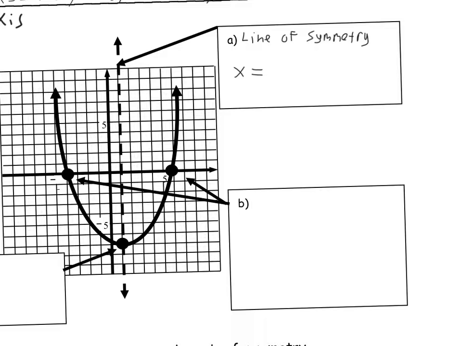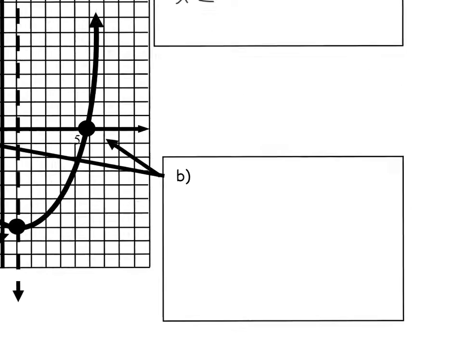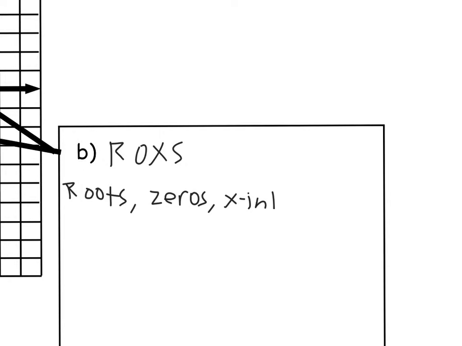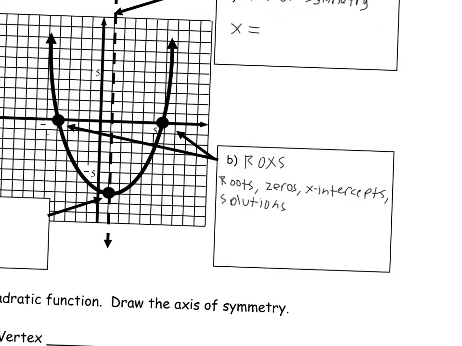All right, letter B, it's pointing to 2 dots. Those dots represent your ROXS. R-O-X-S. This stands for roots, zeros, x-intercepts, solutions. The reason why I'm having you write all 4 of these is because when you're tested on this, all 4 of these words appear at some point, and you guys know what they mean now, okay? On a graph, a solution is basically the x-intercept, or any of the x's, actually, for that matter.